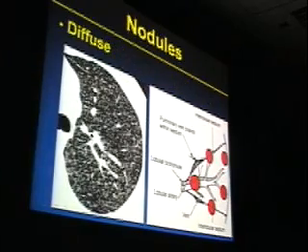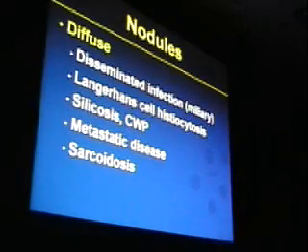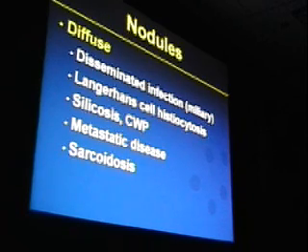The final pattern of nodularity is demonstrated in this case. Diffuse, tiny nodules, randomly distributed. They don't demonstrate a predominantly axial or peripheral distribution. Some are centrilobular, but they are relatively diffuse and homogeneous across the axial cross-section. And in this case, I'm thinking about things like disseminated infection, miliary tuberculosis, for instance, occasionally Langerhans cell histiocytosis, the inhalational disorders of lungs such as silicosis or coal workers' pneumoconiosis, metastatic disease, and occasionally sarcoidosis.